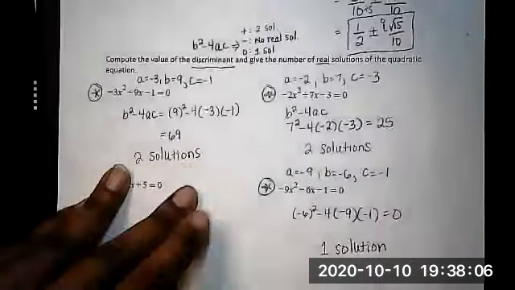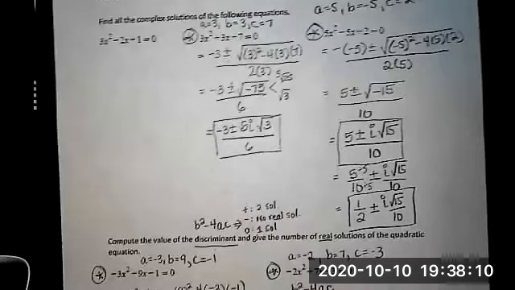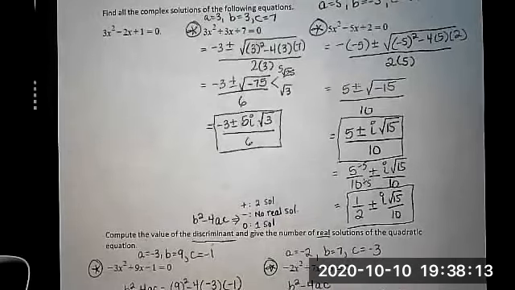Okay, and I believe that's it. Yeah, that's it for that. That's it for Unit 9, Day 3 notes, ending with the discriminant.